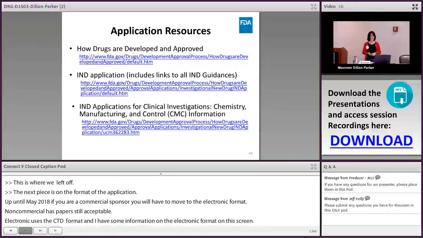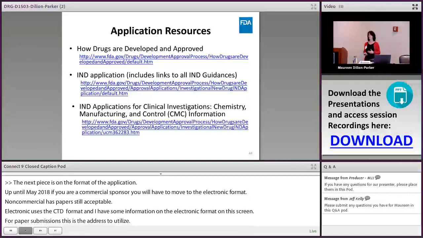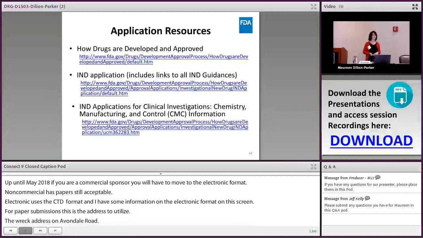So for paper submissions, this would be the address that you would want to utilize, our Ammendale Road address. Then application resources. So these are the ones that I briefly mentioned that I've kind of pulled out as ones that I think would be valuable for you to take a look at.